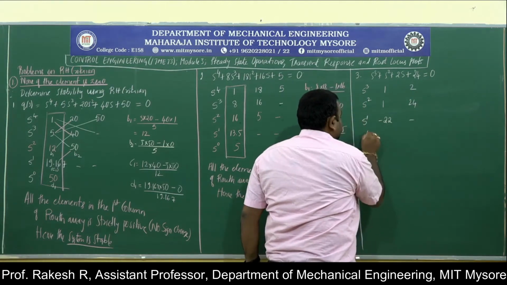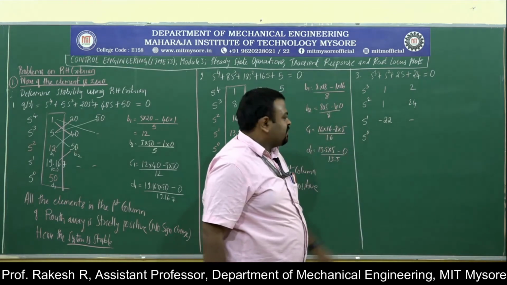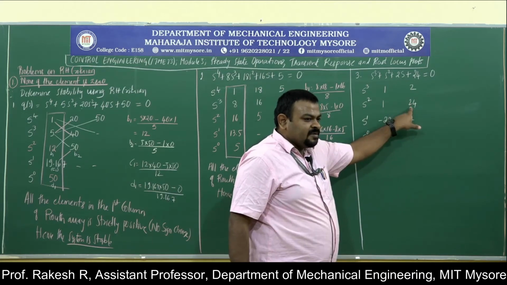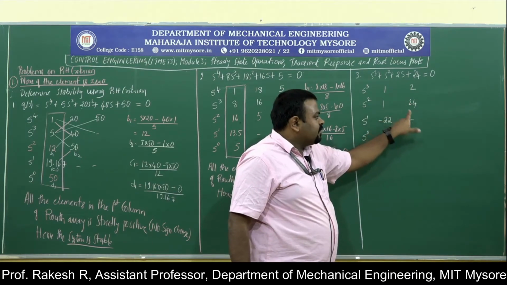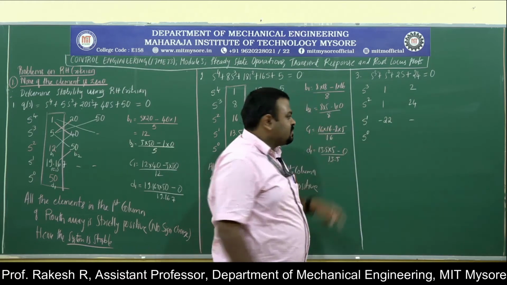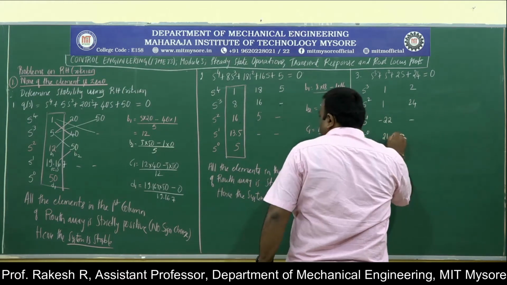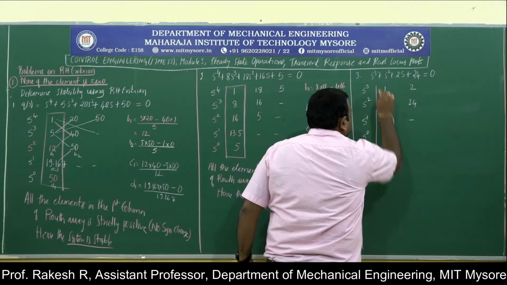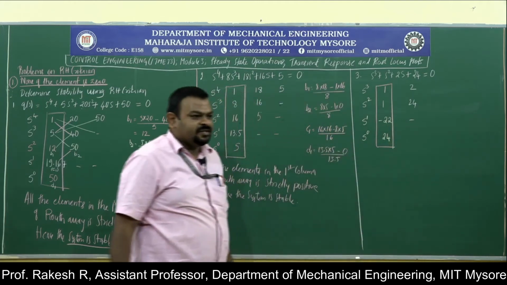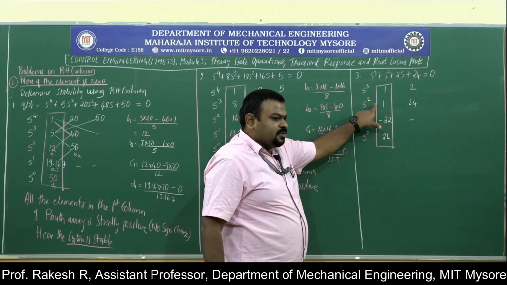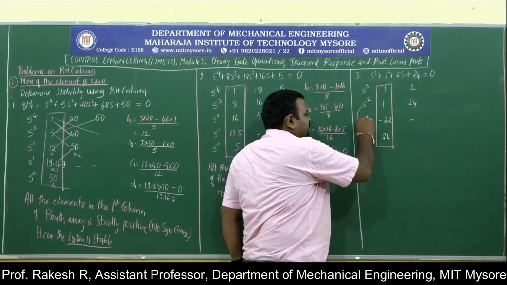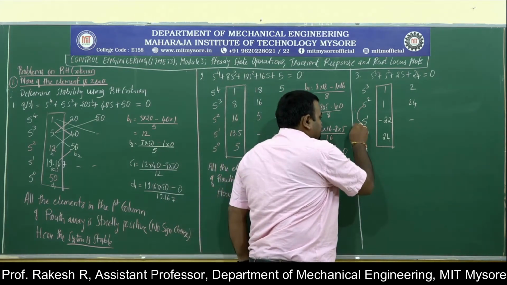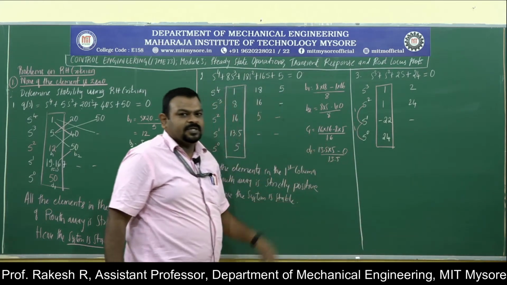Then s to the power of 0, what is s to the power of 0 here? Minus 22 into 24 minus 1 into 0 divided by minus 22. So the answer will be 24. So here you need to observe in the first column, there is a sign change. From S2 to S1 there is one sign change, it is positive to negative. Again from S1 to S0 there is another sign change, negative to positive.